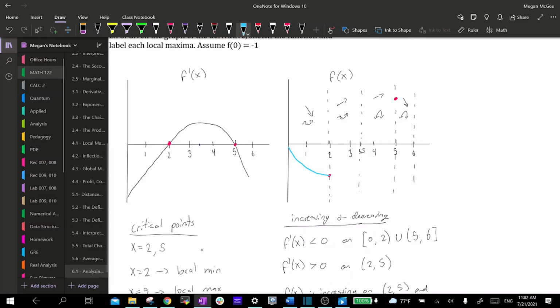We hit x is equal to 2. We're still concave up, but now we are increasing. So now we're increasing and concave up, concave up. We hit 3.5, which is where we need to switch to concave down. We're still increasing, but now we're concave down, concave down. Then we hit our local maximum, and now we're decreasing, but still concave down. Okay? So our function could look something like this.